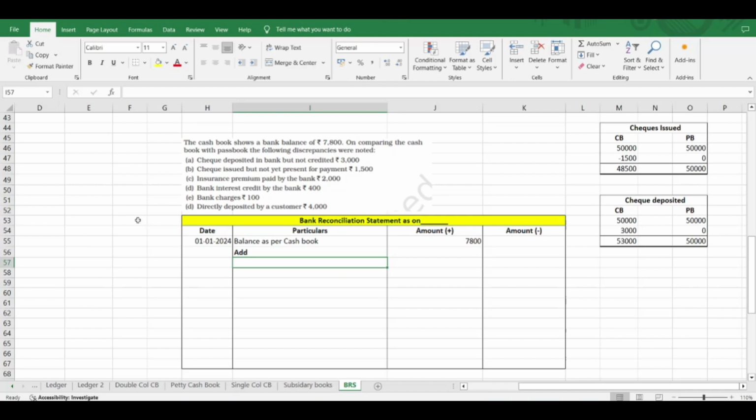Why? Let me explain. Check deposited in bank but not credited, 3,000 rupees. Assume that when you deposited this check into the bank, you already recorded it in our cash book as an addition of 3,000 rupees. But on the bank's end, this is not yet credited, so there is no reflection of this 3,000 rupees in our bank account. That is why, to rectify for the time being, whatever we have added, we will deduct from our cash book. So this particular entry will be deducted.